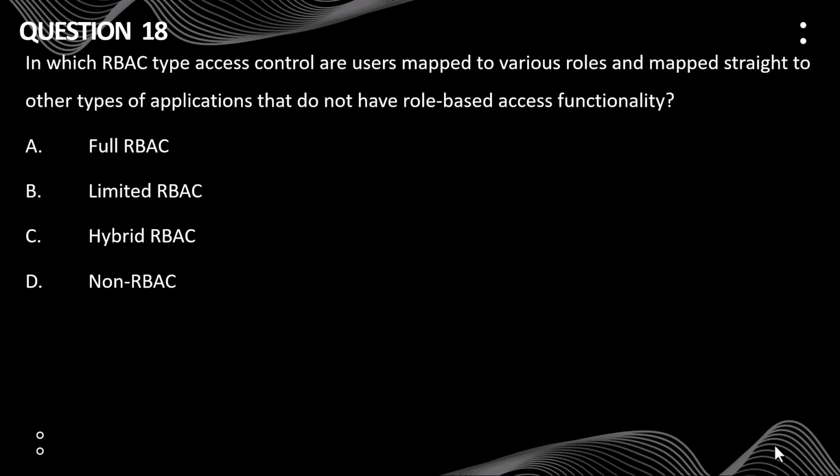Question 18. In which RBAC type access control are users mapped to various roles and mapped straight to other types of applications that do not have role-based access functionality? A. Full RBAC, B. Limited RBAC, C. Hybrid RBAC, D. Non-RBAC. The answer here is option C.